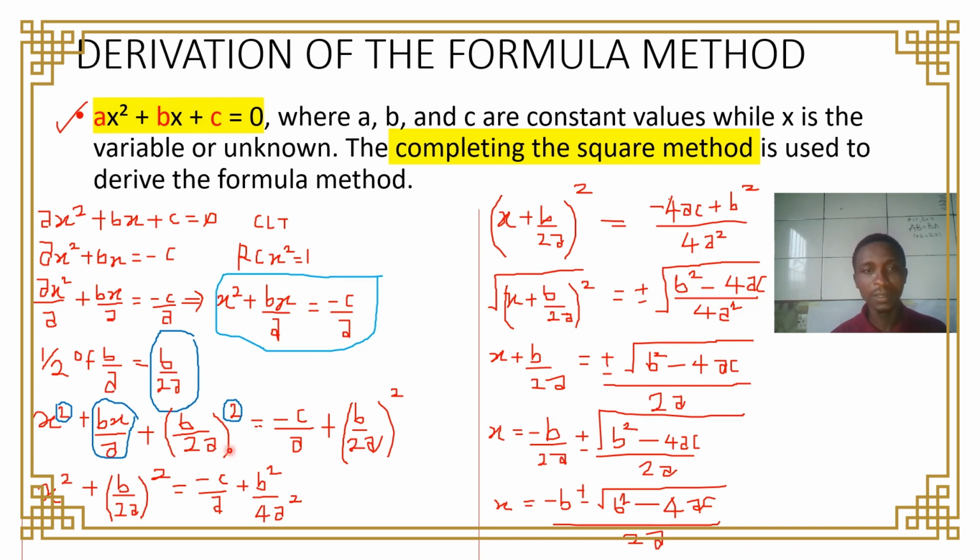So on this slide, we have been able to use the completing the square method to derive the formula method of quadratic, which is minus b plus or minus square root of b squared minus 4ac over 2a. Question easily done. On the next slide, we shall be making use of this formula and other methods to solve simple problems on quadratic equations.